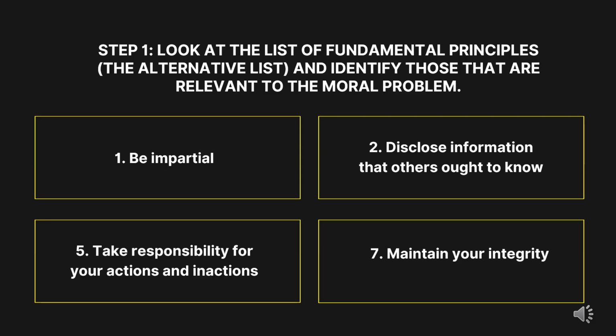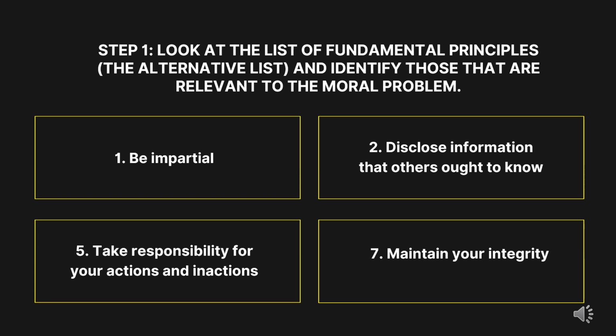Through this scenario, we have evaluated Linda's actions, whether they are immoral or moral. There are 3 steps. Step 1 is to look at the list of fundamental principles, the alternative list, and identify those that are relevant to the moral problems. There are 4: the first one, be impartial. The second one, disclose information that others ought to know. The third one, take responsibility for your actions and inactions. The fourth one, maintain your integrity. So this is the first step.